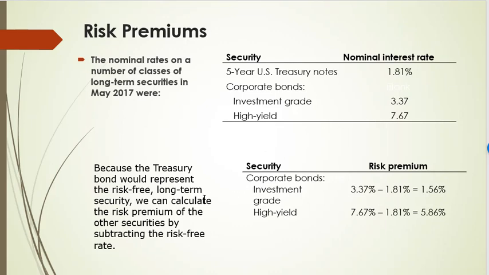Now, if you want to actually calculate the risk premium, you take the rate for the corporate bond or the high yield bond, and you subtract from that the 5-year United States Treasury note. So in this case, the risk premium is roughly 1.56% for the investment grade bonds and 5.86% for high yield bonds. The purpose of this risk premium now is to say, okay, what is creating this for the company, right?